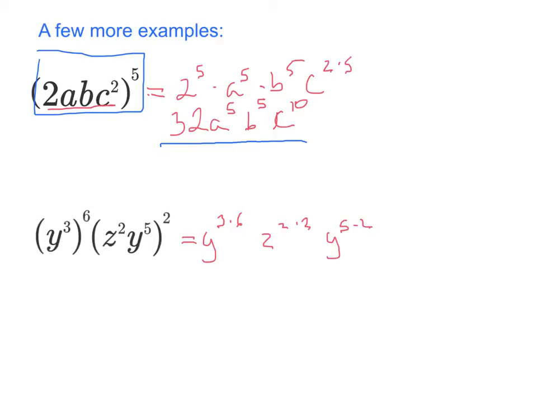Again, we're just distributing that outside exponent to what's in the parentheses, okay? And we can do that because it's multiplication. If it was addition, we wouldn't be able to do that. It only works when it's multiplication. All right, so not quite done here. Then y to the 3 times 6 is going to be y to the 18. This is going to be z to the 4th and y to the 10th.